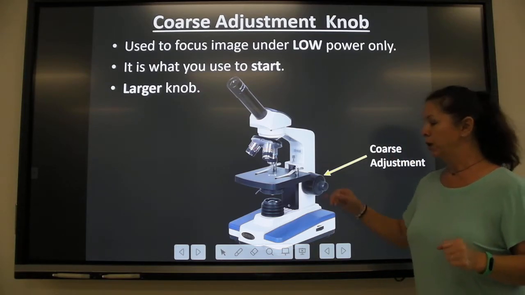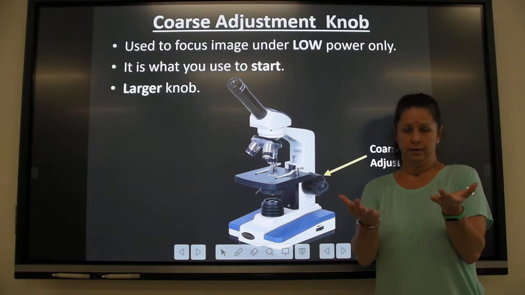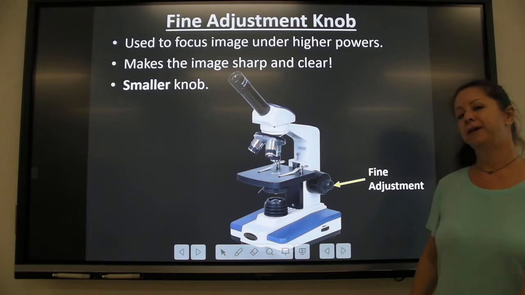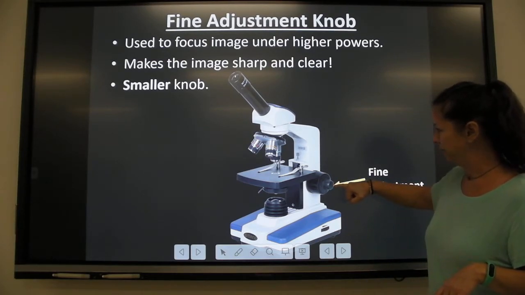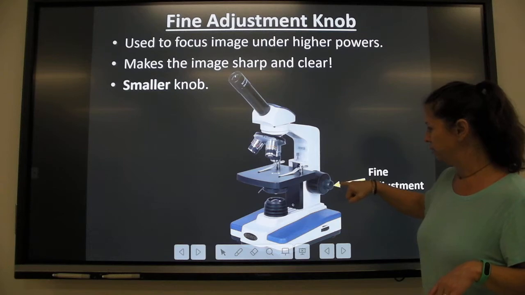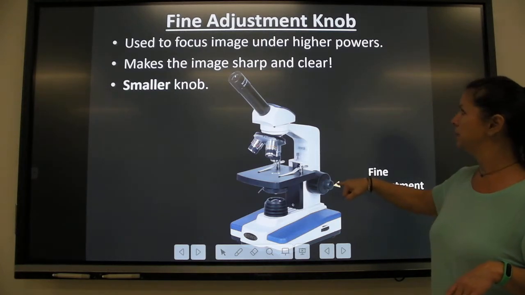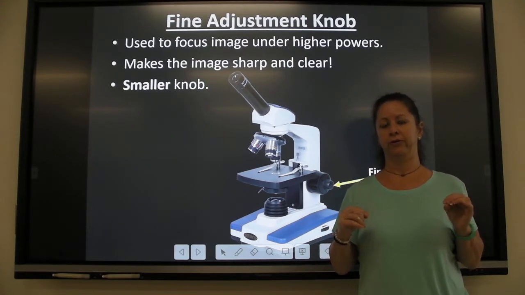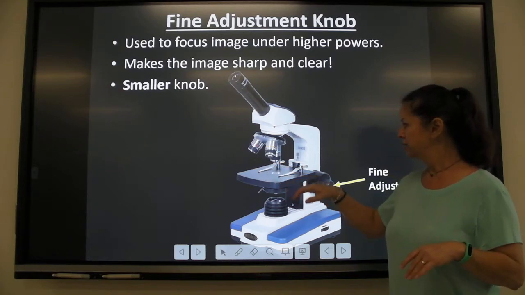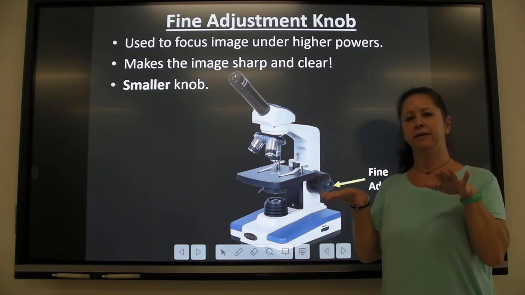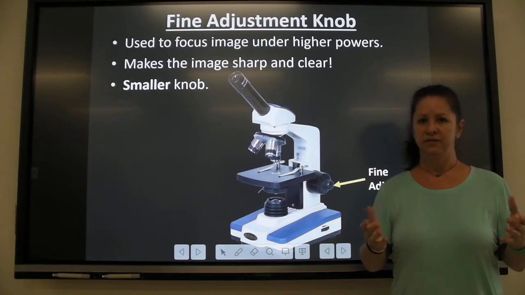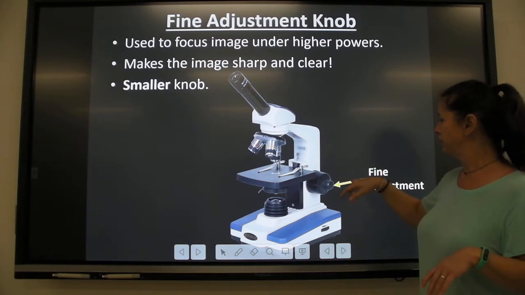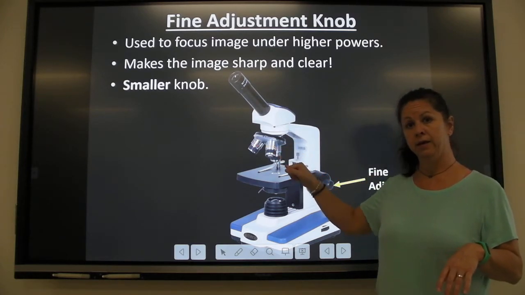Now, once you can see the object, you stop using the coarse adjustment knob, and you move to the fine adjustment knob, and that's the little knob. Okay, on this one, again, it's the one that sits on top, kind of like a wedding cake. The little knob is the fine adjustment knob, and you're going to turn it, and it's going to focus the specimen. Okay, so you're going to use the big knob to find it, and then the little knob, fine adjustment, to focus it. All right, and you always use the little knob if you're using the big lenses.